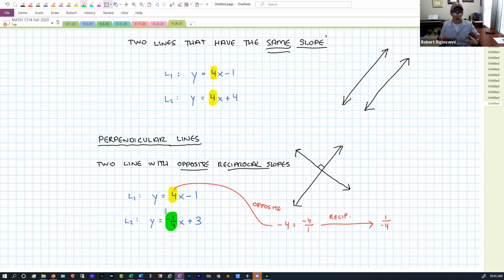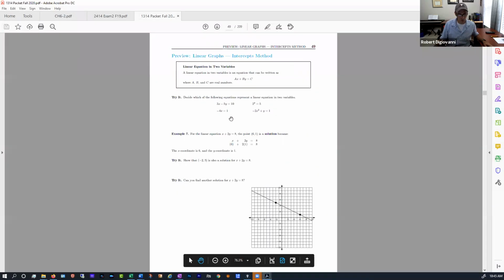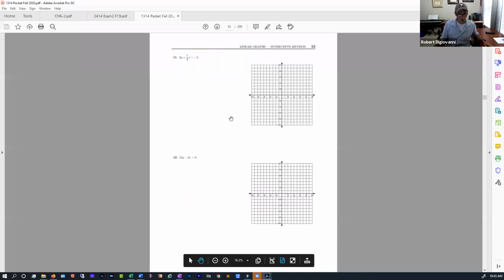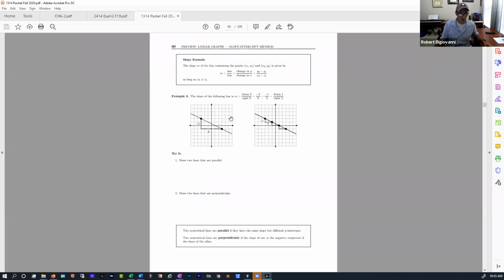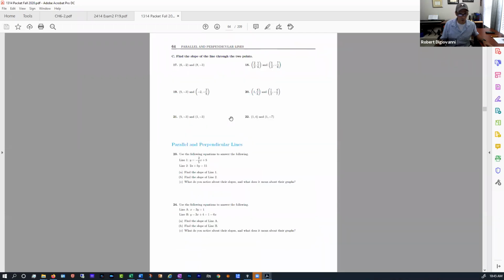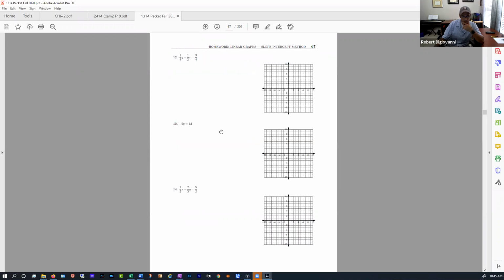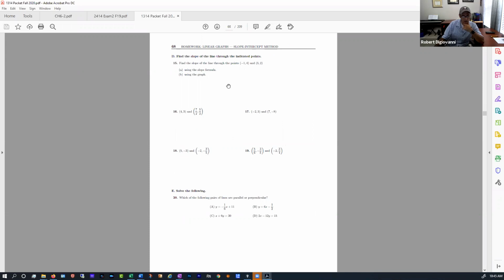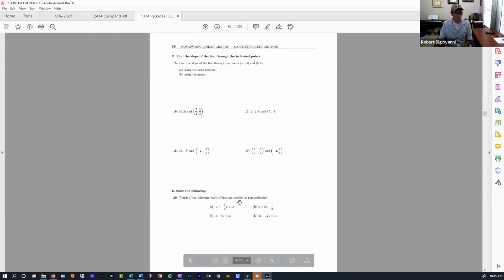Now I'm out of time. We'll pick up with this next time. In terms of homework, I would encourage you to finish up the homework for the intercept method if you haven't. And then as far as the slope intercept method, let me look at the homework real quick. You should be able to do these sketches. And then just go up through number 14. We'll talk about 15 through 20 next time. This talks about parallel and perpendicular and stuff. So just do up through number 14 on the homework.